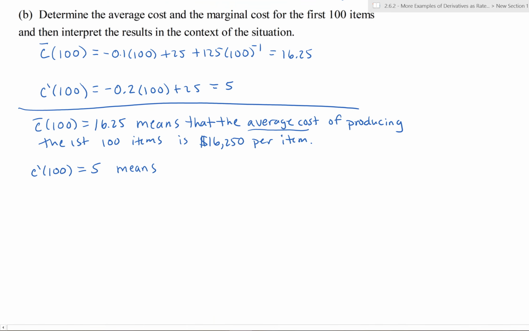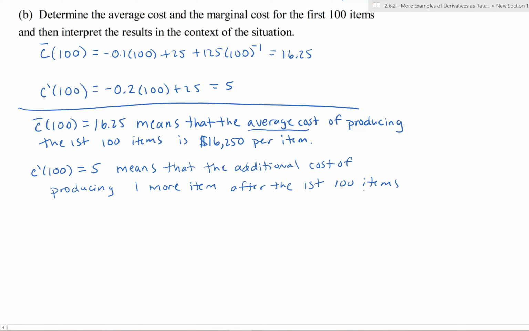So what does it mean? It means that the additional cost of producing one more item after the first 100 items is approximately, right? We're not claiming that it is actually equal to it, approximately $500. That's how we're using the derivative here, as we showed earlier.